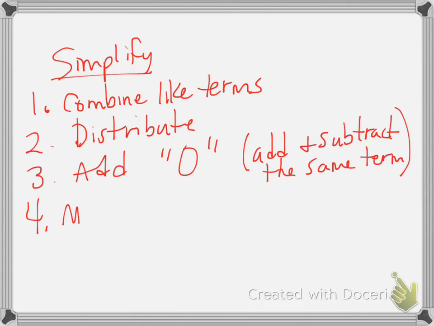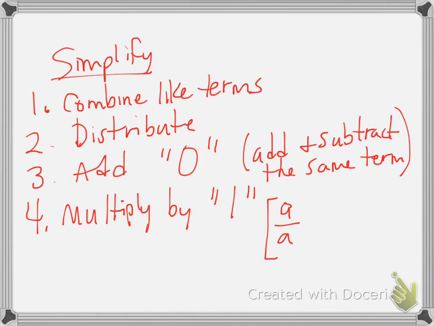Or we can multiply by "1." And again, 1 is going to be in parentheses, okay? Remember, 1 can look like many things. 1 can be a over a. 1 can be a number 3 over 3. It can be x plus b over x plus b. Those are all forms of 1.